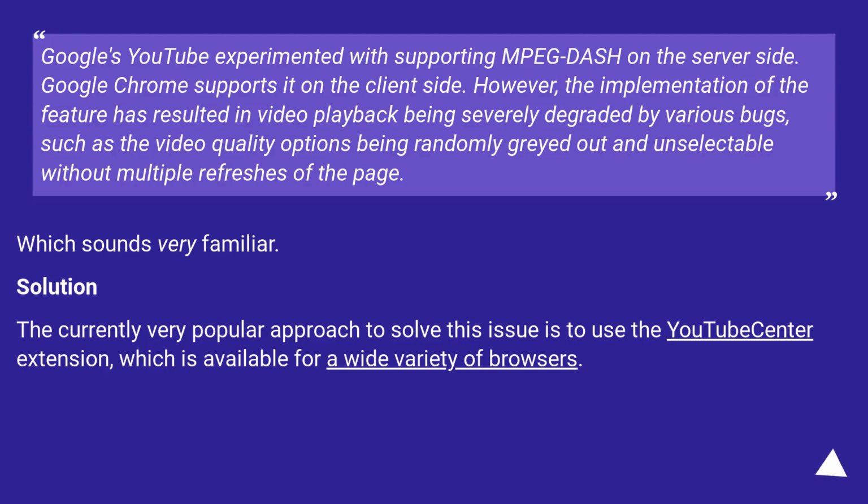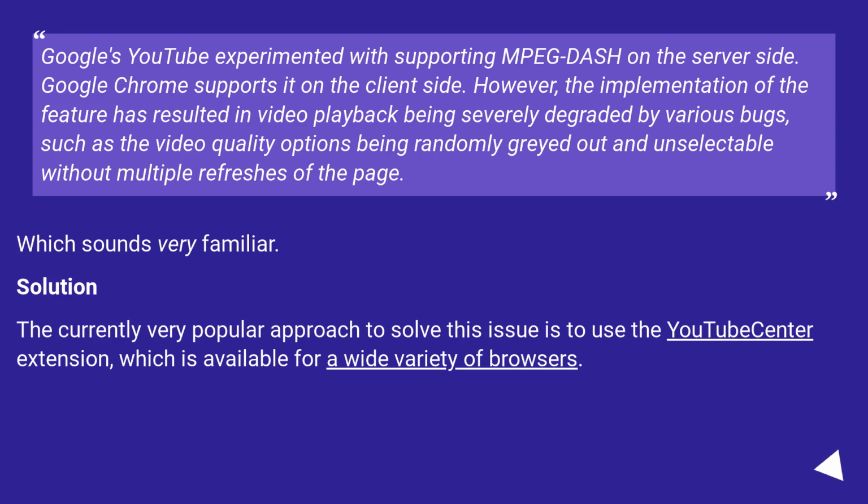Google's YouTube experimented with supporting MPEG-DASH on the server side. Google Chrome supports it on the client side. However, the implementation of the feature has resulted in video playback being severely degraded by various bugs, such as the video quality options being randomly grayed out and unselectable without multiple refreshes of the page. Which sounds very familiar. Solution.